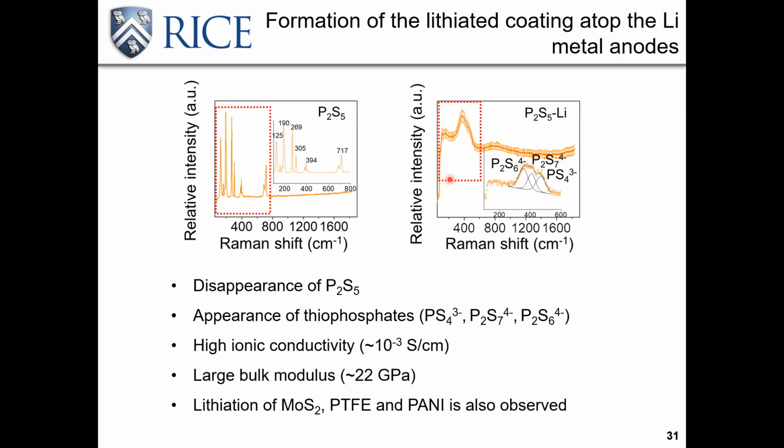Then we characterized the role this surface coating plays as an artificial solid electrolyte interphase. For the P2S5 itself, we can see a series of sharp peaks, as shown on the left side. However, after we brushed the powder onto the lithium metal, we can see the formation of different types of thiophosphate. This is the product of the reaction between the P2S5 and the lithium. And this thiophosphate has a large ionic conductivity and a large bulk modulus.